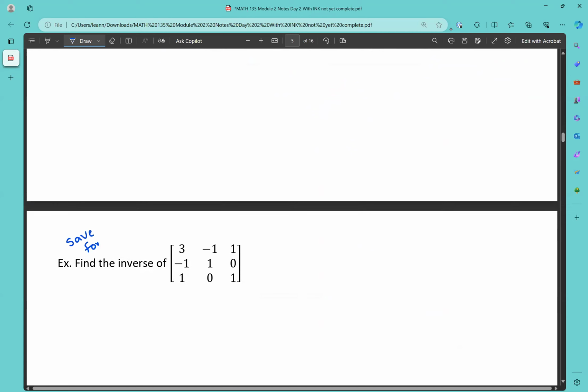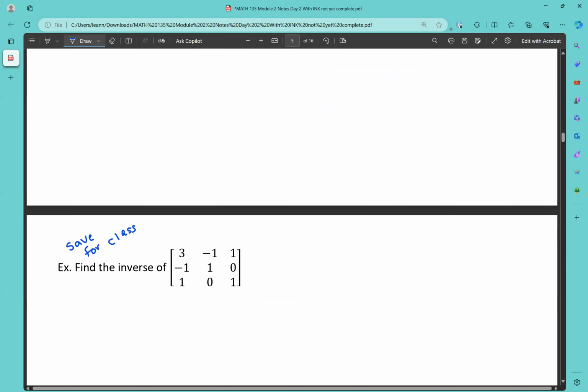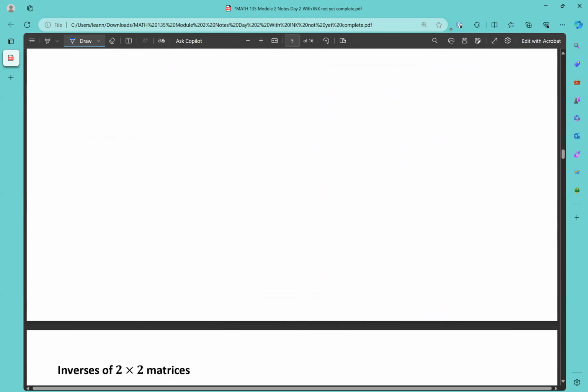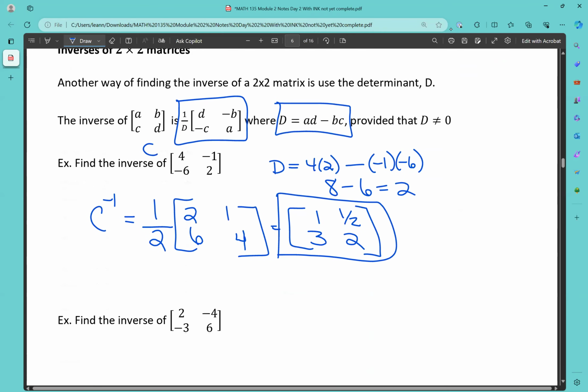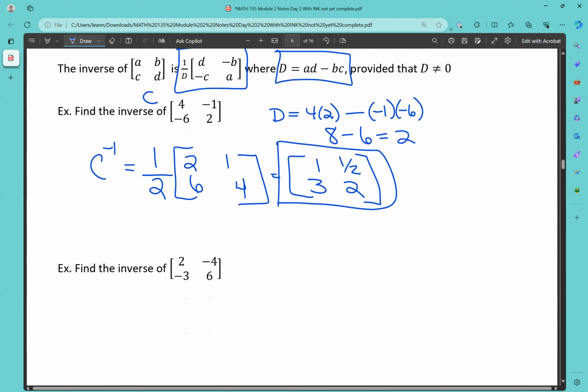All right, so I'm going to save this one for class just so we have one to do together. So let's make sure we look at the rest of this and see if there was anything else that we did not cover in class from 4.5. I did teach you how to find the determinant. Let's do this other one right here just so you can see this process again.